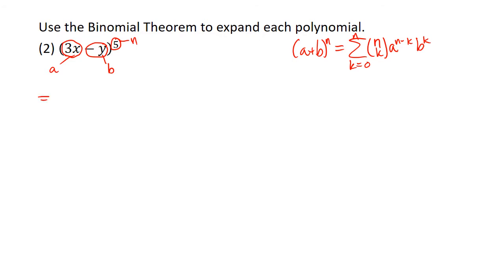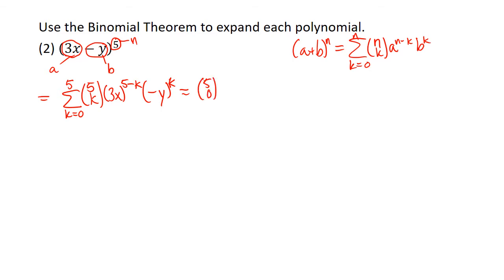So if we use this formula, then we get the sum from k equals 0 to 5 of 5 choose k times 3x. Make sure you put that 3x in parentheses so it all gets the exponent. So this will be 5 minus k exponent there, and then make sure you put the negative in with the y, and that'll be to the k. All right, so then we're going to expand this by just plugging in all the values for k from 0 to 5.